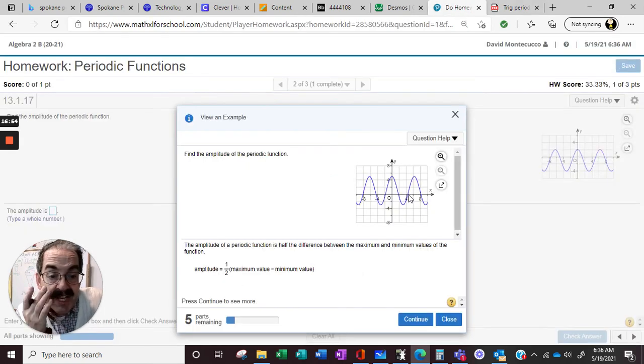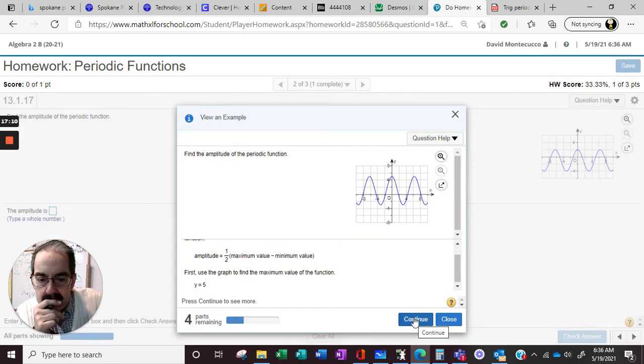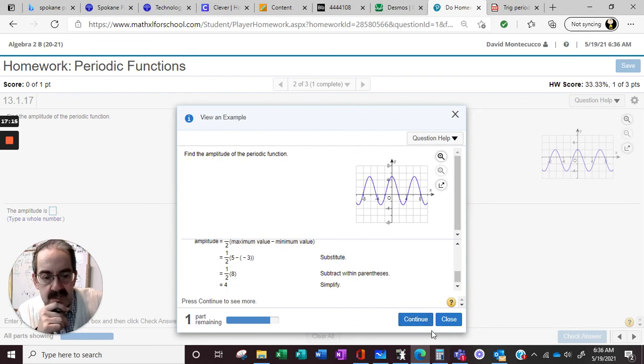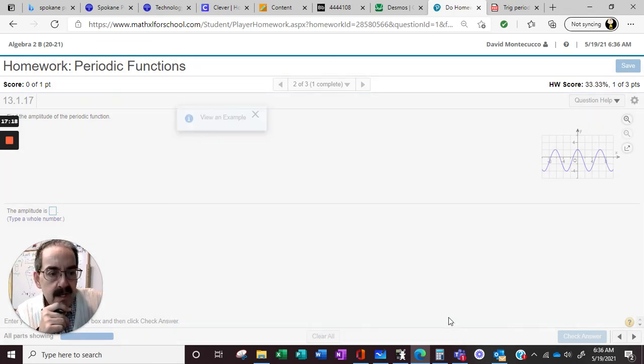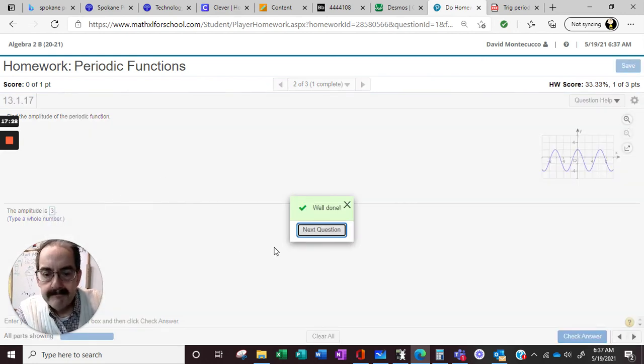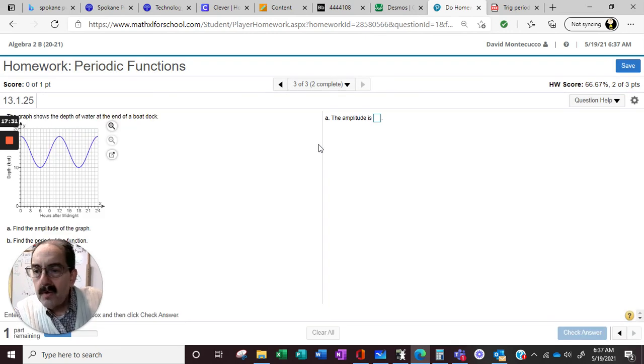So in this case we have to find the middle. It looks like 5 and 3. 5 and 3 is 8 units, so 4 units. 5 is the top, minus 3 is the bottom. 4 units. Cool. In our case, we've got 2 and 4, that's 6 units, so 3 units. Might as well get this whole thing done here.